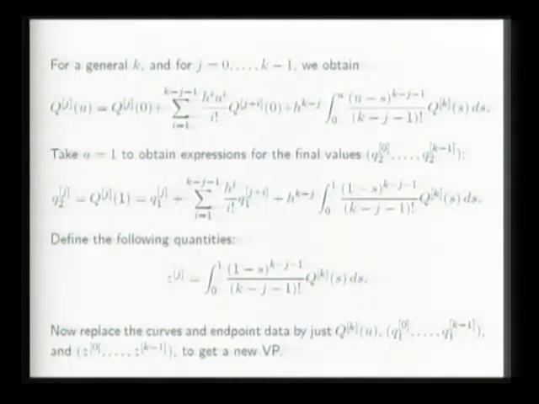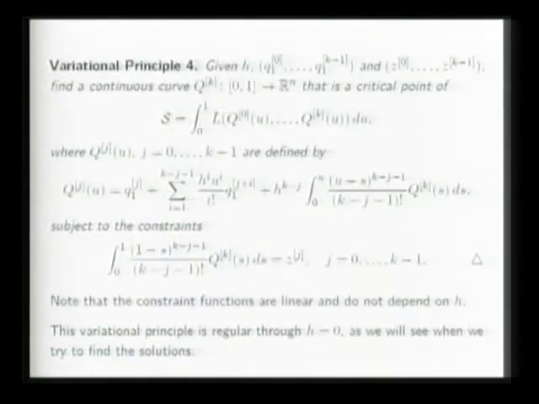Okay? And you use these quantities to write a new variational principle, which is the following. You have to find a critical point of this action where all you have to do is find the qk, because the lower order curves are defined by the formula that we had before, this integral here. So it's just a shorthand notation. This here is shorthand notation for this integral.